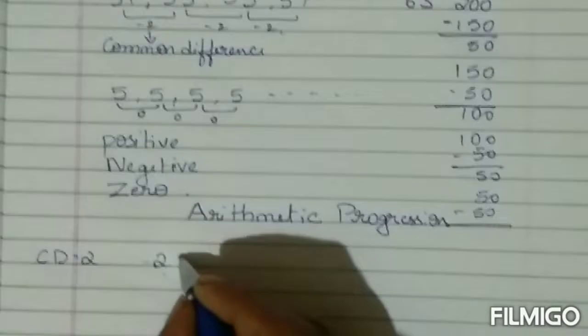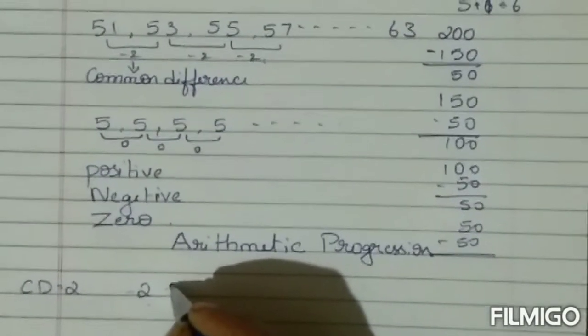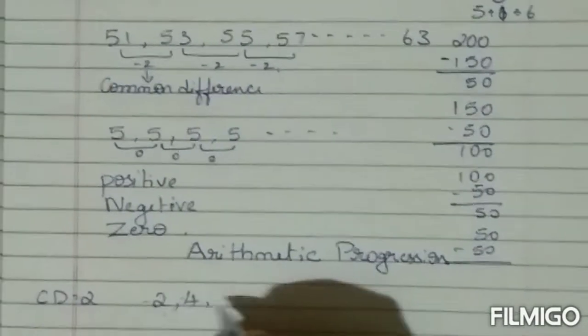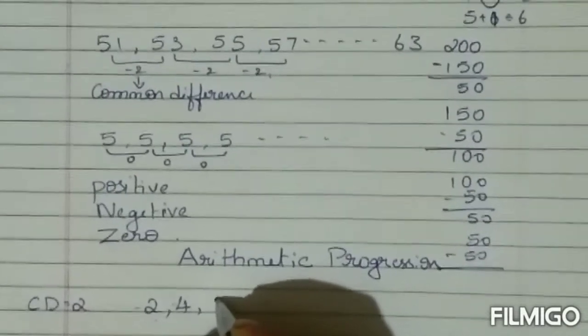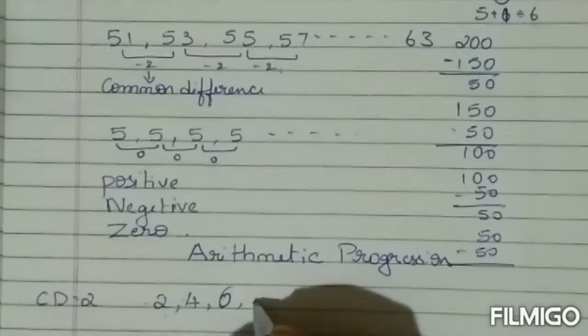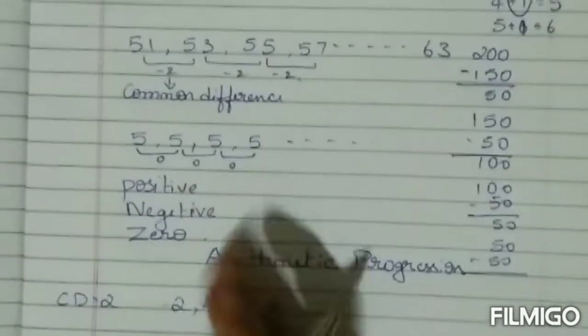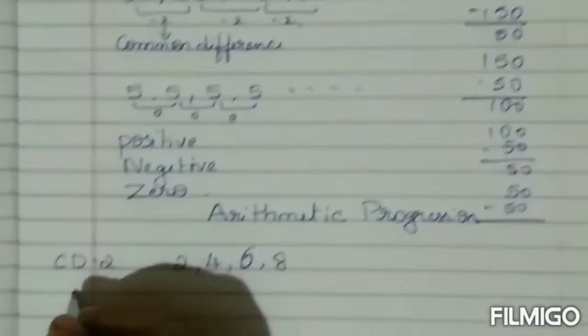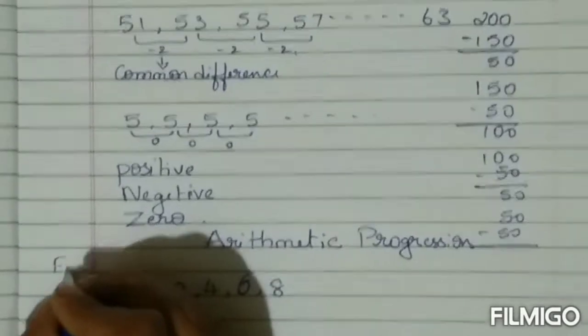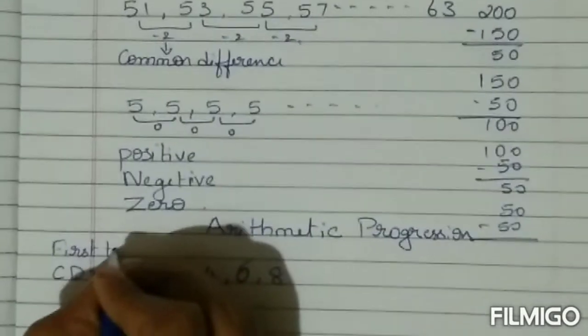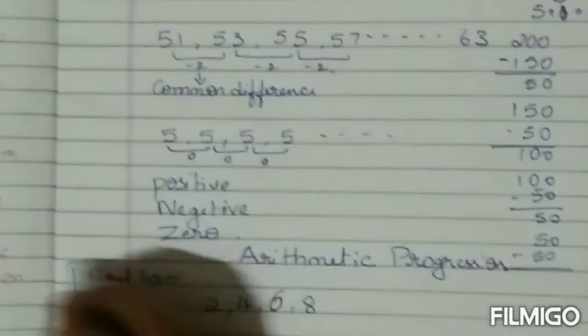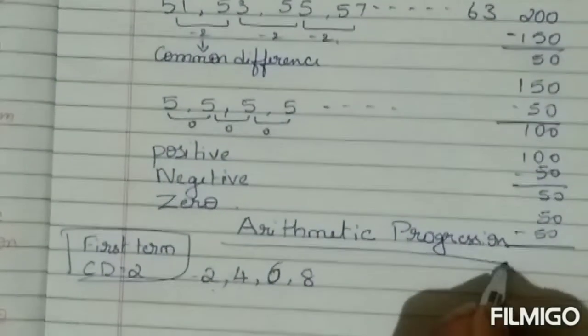Yes. Say now. 2 plus 2, 4. Next, 4 plus 2, 6. Next, 6 plus 2, 8. See, you want the first term and common difference. The important thing you want is the first term and common difference. Then only you can form an arithmetic progression.